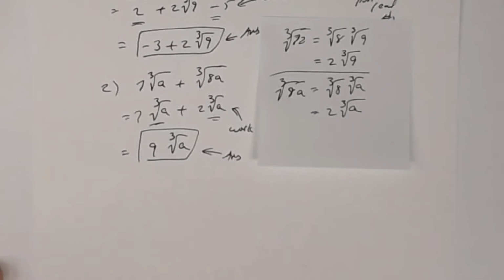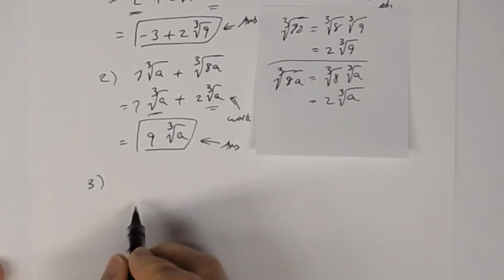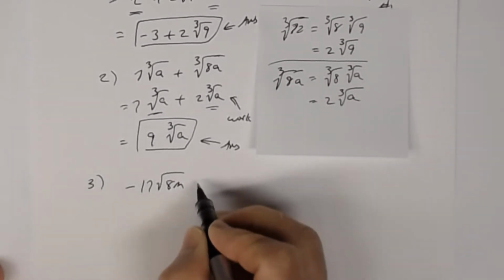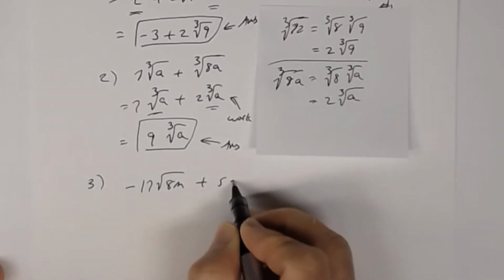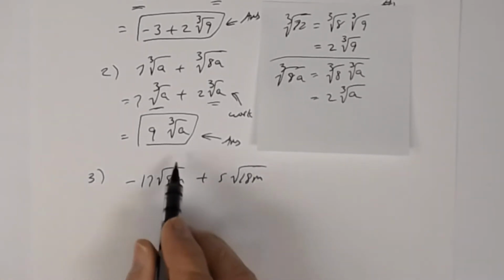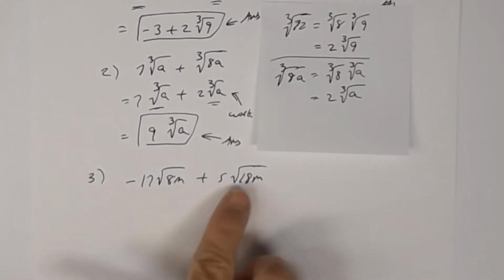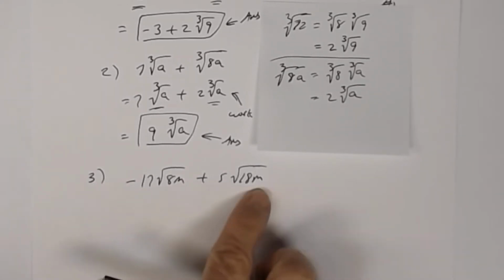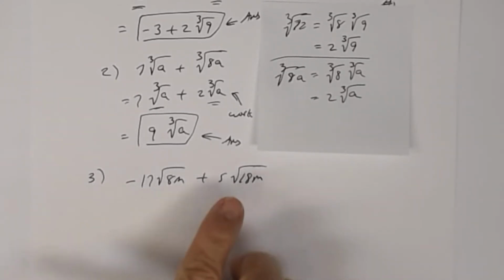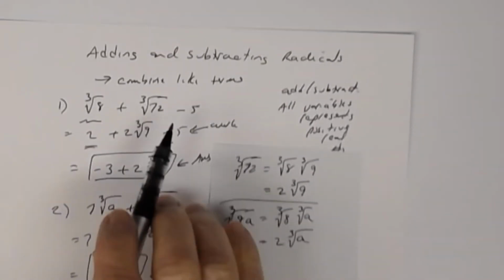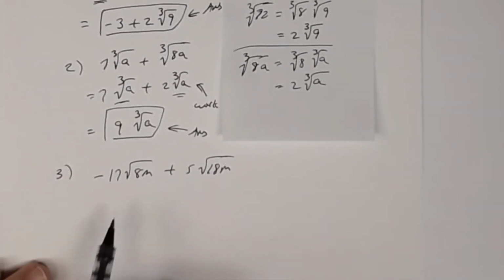All right. Number 3. Let's suppose we had negative 17 square root of 8m plus 5 square root of 18m. Okay? So we've got to simplify the radicals. So right away you can tell that these are not like terms just by the way they look. See, that's 8m, that's 18m. But maybe we can simplify the radicals, and then I could determine, hey, those are like terms. Because remember, before you can combine like terms, make sure that those radicals are simplified.